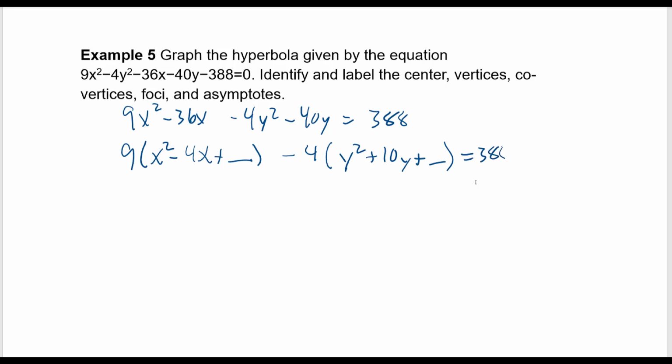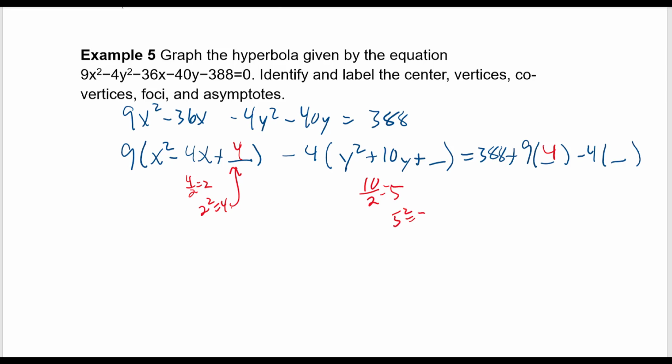Then I'm going to factor a 4 in here, so minus 4 times y squared plus 10y plus some blank, equals 388 plus 9 times whatever this blank is going to be, then minus 4 times whatever the next blank is going to be. So let's think about this. Half of 4 is 2, and 2 squared is 4, so that's what goes in there. And then half of 10 is 5, excuse me, and 5 squared is 25, so that's what's going to go in there.